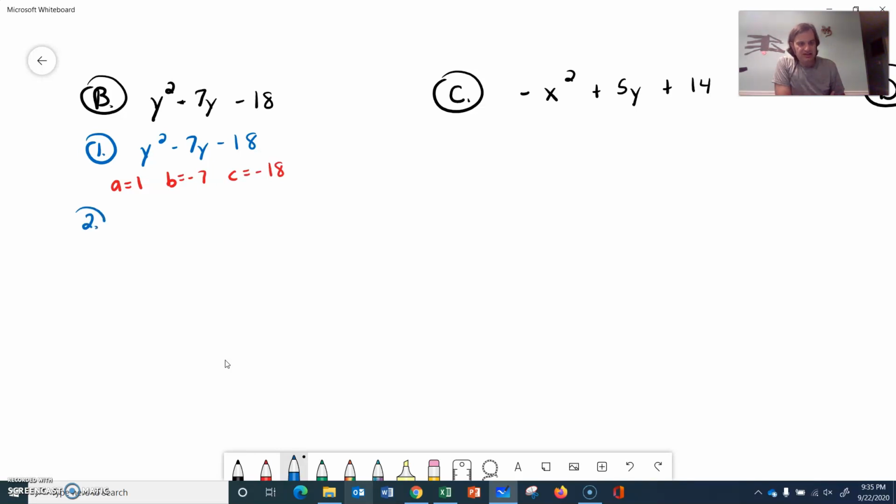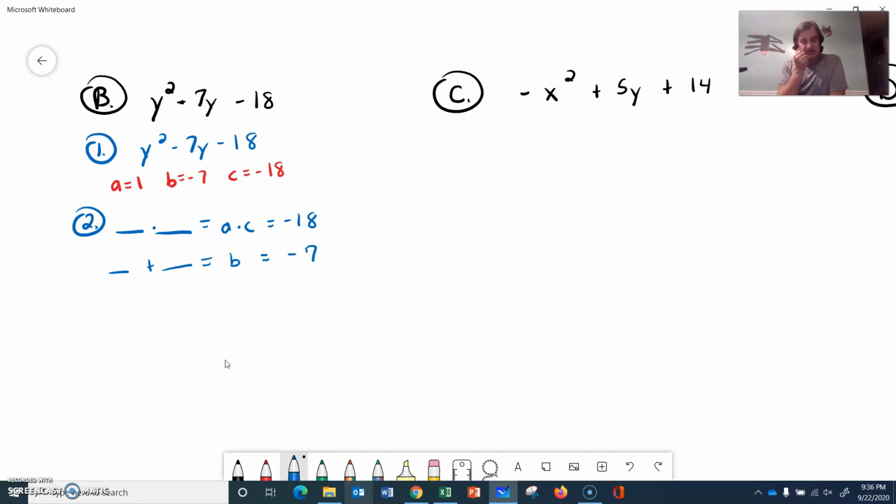So in this case, we're looking for our two numbers that work here. So A times C would be negative 18, and the two numbers add up to be B, which will be negative 7. So they multiply to give you a negative, which means they're different signs. So we're getting a positive number and a negative number. They add up to have a difference of 7.